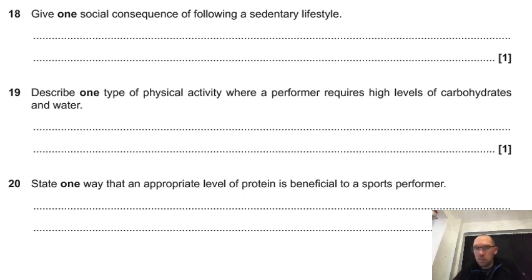Number 20. State one way that an appropriate level of protein is beneficial to a sports performer. So the benefit of protein are well known by candidates, most of whom scored their mark. So we're looking for here, helps with body, cell, muscle tissue growth, repair, build up your muscles, muscle hypertrophy, get stronger, or for production of hemoglobins, enzymes, hormones, and as a potential source of energy.